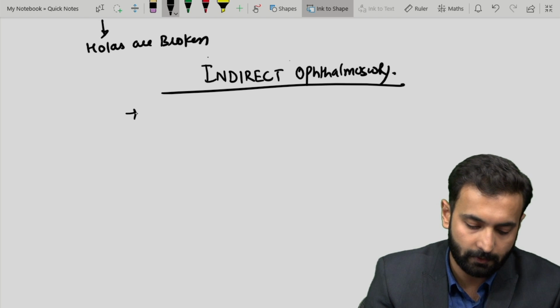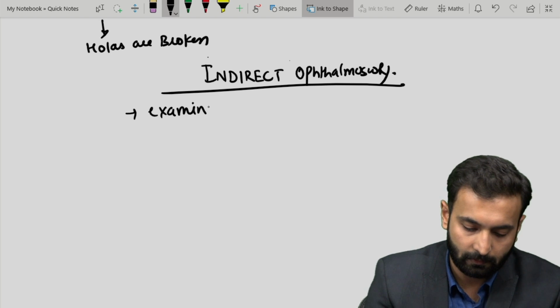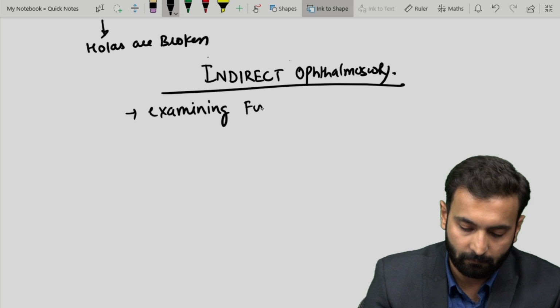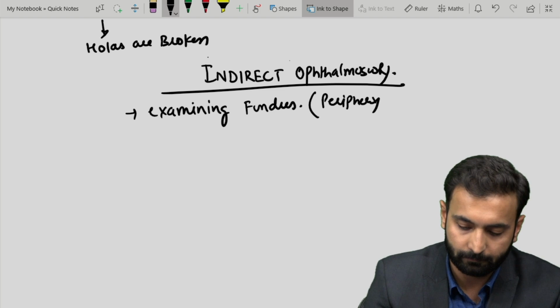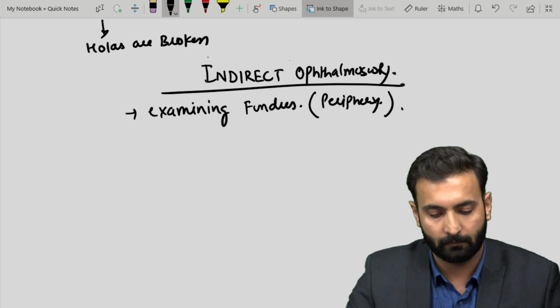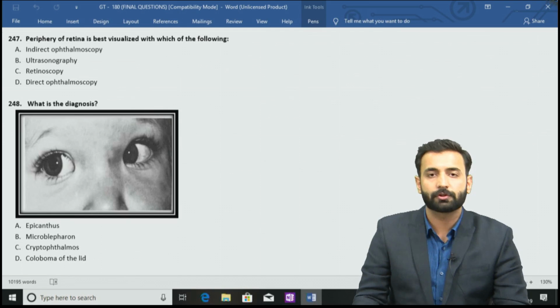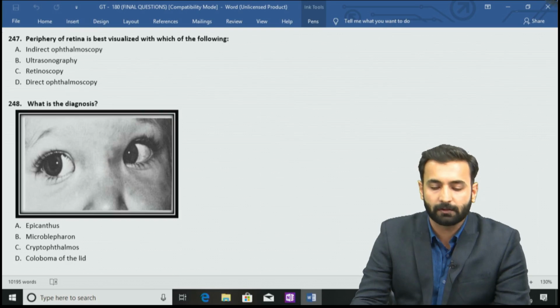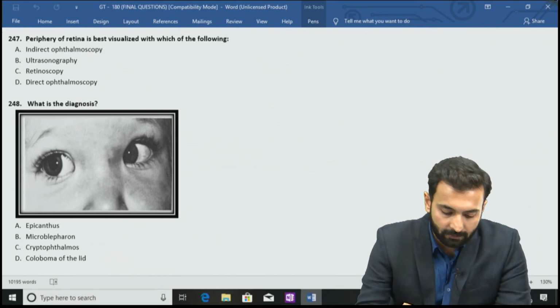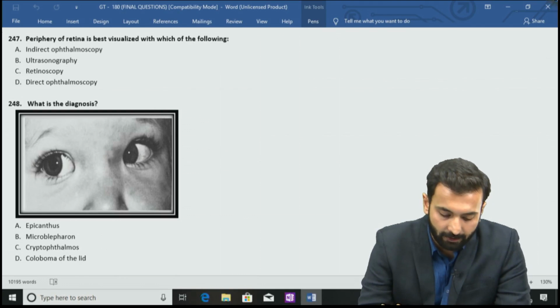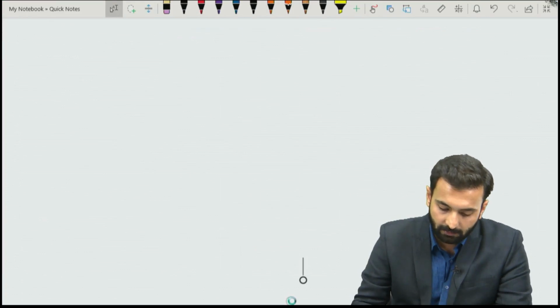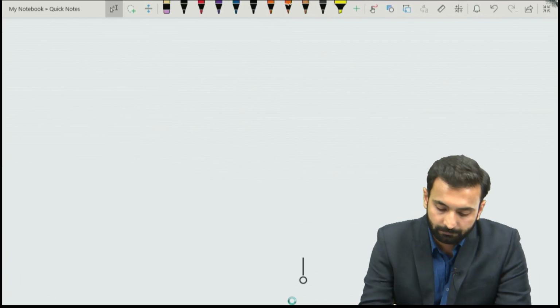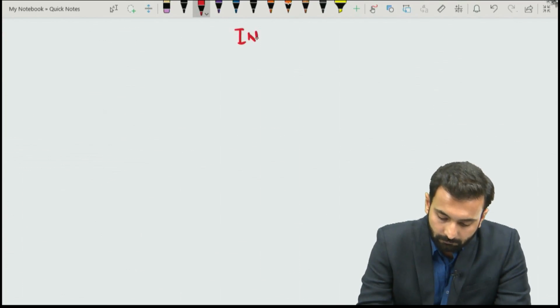Write down. It is used for examining the fundus, the periphery of the fundus. So let's discuss question number 247. The periphery of the retina is best visualized with which of the following? The correct answer here is option A, indirect ophthalmoscopy. So let's discuss indirect ophthalmoscopy in detail.